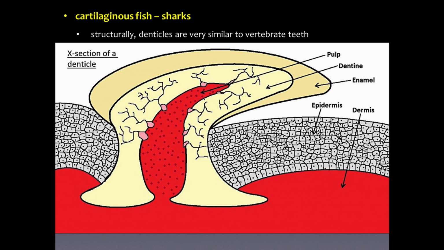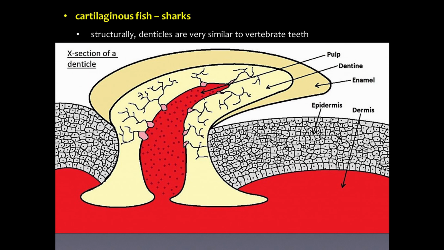So the dermal denticles that cover a shark's body are very similar to the teeth that we have in our mouth. What we see is that there's an interior made of pulp, a central pulp cavity. This is supplied with blood vessels. This is surrounded by a layer of something called dentine, and then covering the dentine is enamel. So structurally, the dermal denticles on a shark are very similar to our teeth.